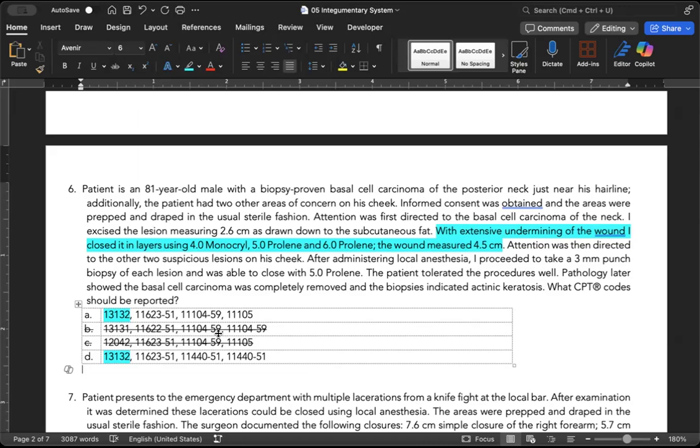So 11104 is a punch biopsy of skin, including simple closure when performed, single lesion. And then 11440 is excision, other benign lesion, including margins, except for skin tags, face, ears, eyelids, nose, lips, mucous membrane. And then excised diameter is 0.5 centimeters. Okay. So, yep, Zinnia says 11104.